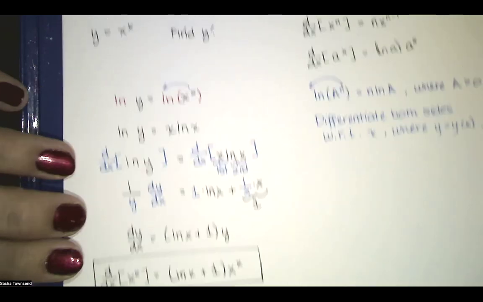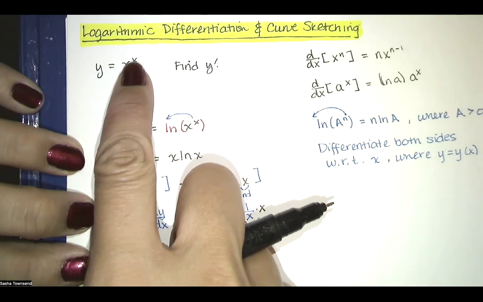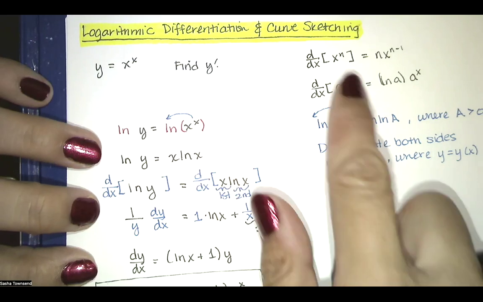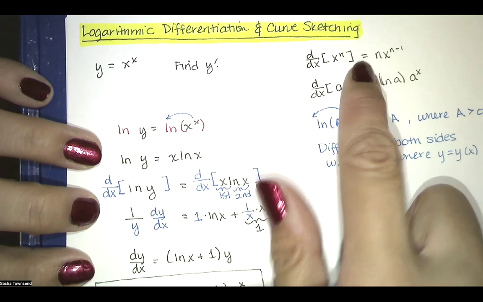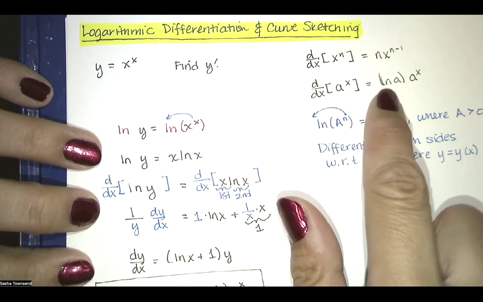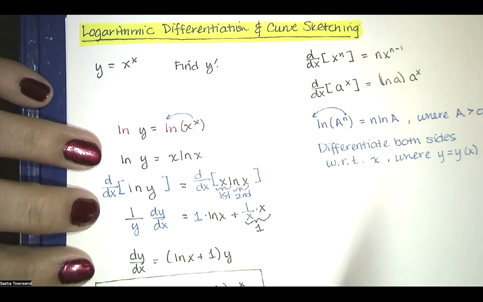And we use that whenever we've got a function of x in the base and a function of x in the exponent, because of these two properties. We've got this differentiation rule and this differentiation rule, and neither of them apply.